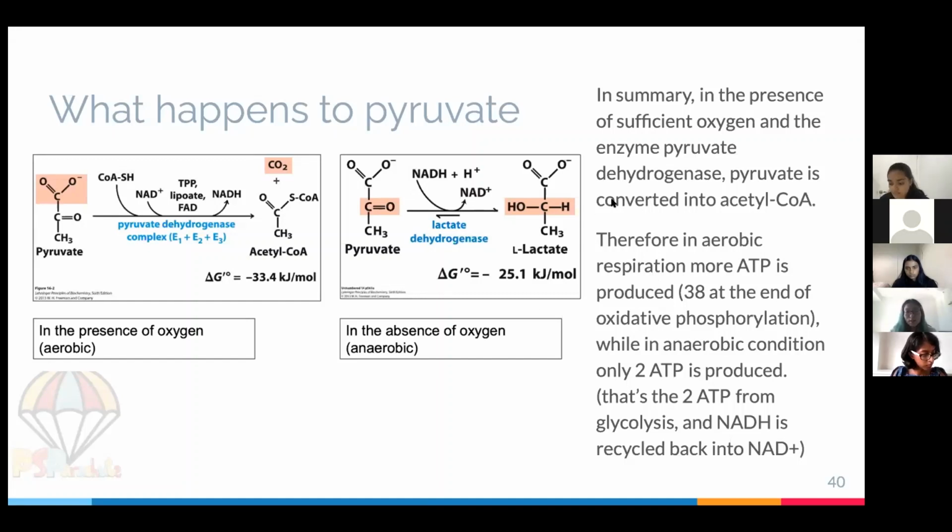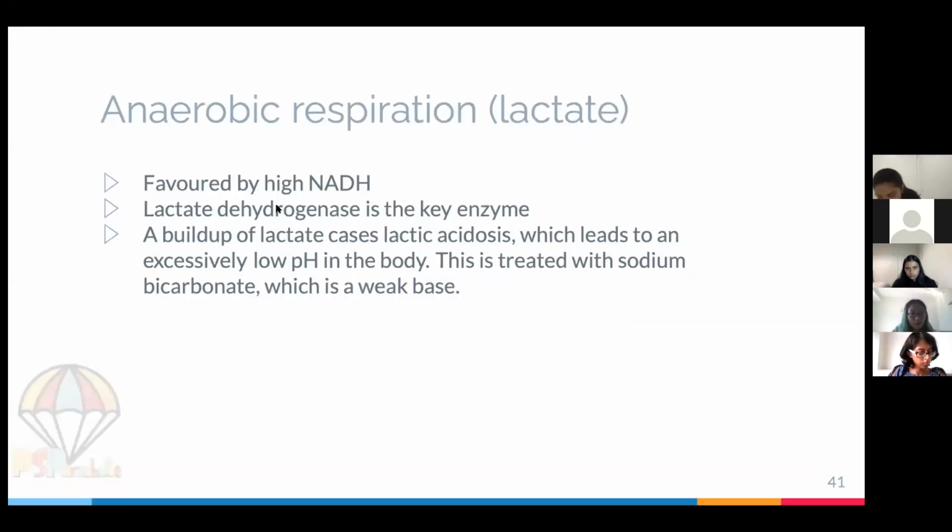But if you have enough oxygen, then it can move on to produce more and more ATP. A few points to note here. For aerobic respiration, which is pyruvate converted to acetyl-CoA, you need an enzyme called pyruvate dehydrogenase as well. Just know the name of the enzyme. And also a bit more about anaerobic respiration. This is when pyruvate converts to lactate.